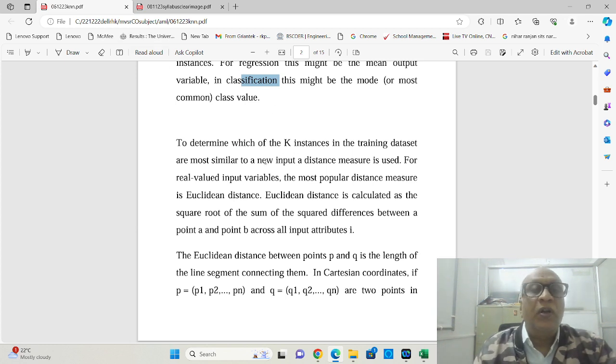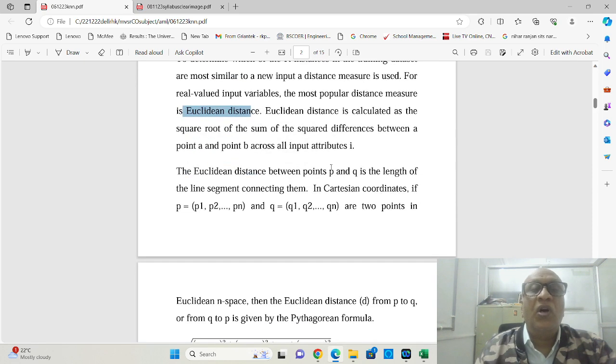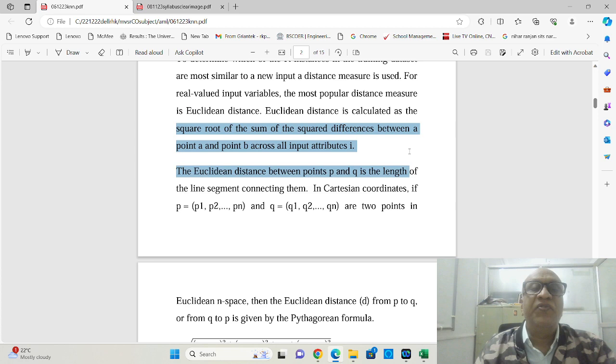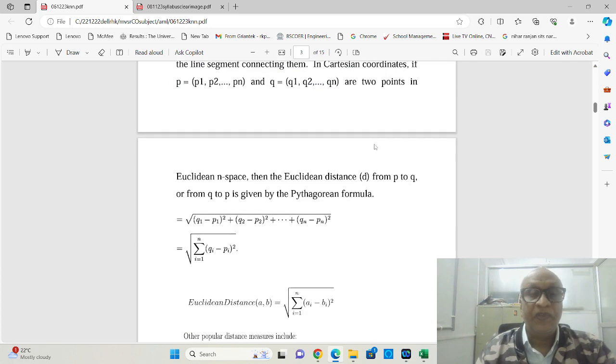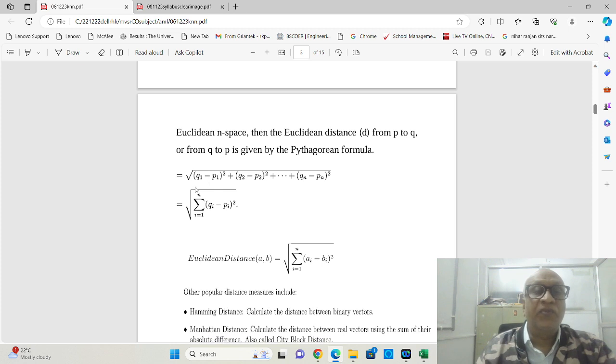So similarity is identified with the help of distance measures. The most famous distance measure is Euclidean distance. Now, how do I calculate Euclidean distance? Find the square root of the sum of the squared differences between a point A and point B across all attributes i. This is usually the formula: square root of (Q1 minus P1) whole square plus (Q2 minus P2) whole square, like your Pythagorean formula.